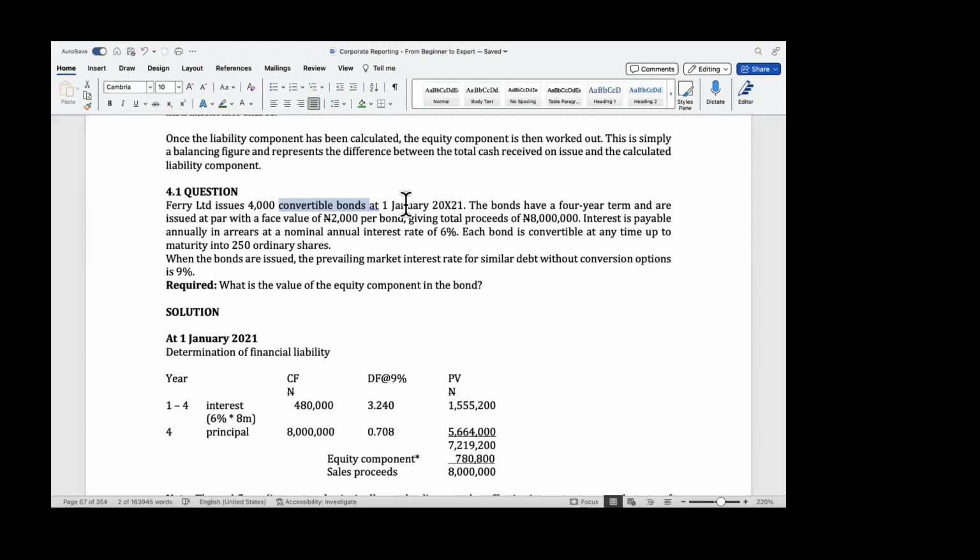But now he's not sure whether the guy is going to convert or not. And that's what I've explained earlier. Now, going forward, they said interest is payable annually in arrears at a nominal annual interest rate of 6%.